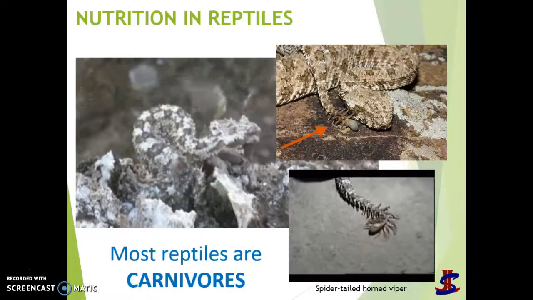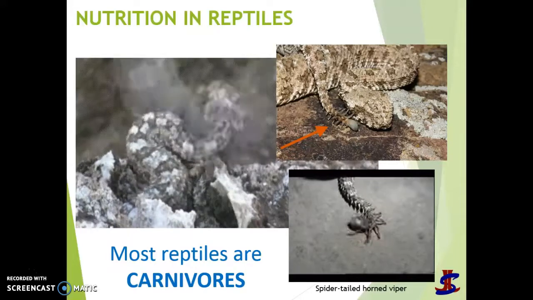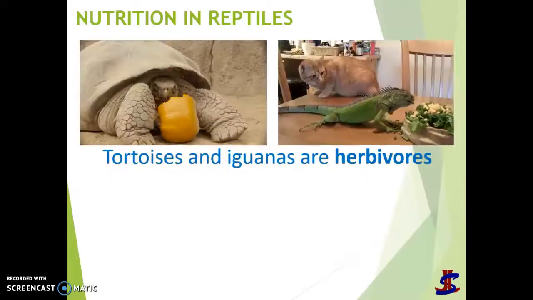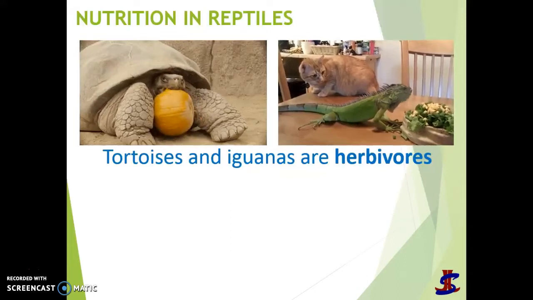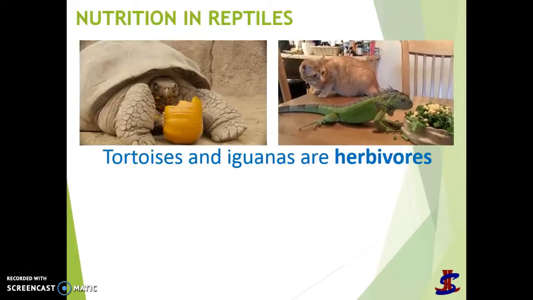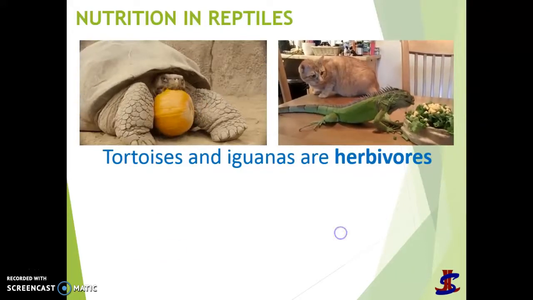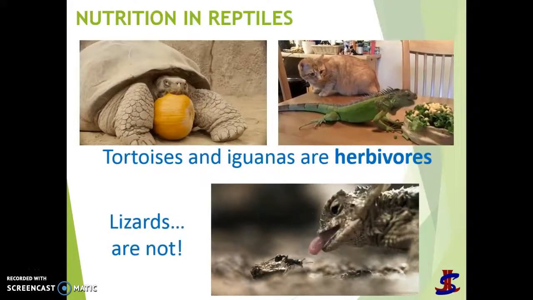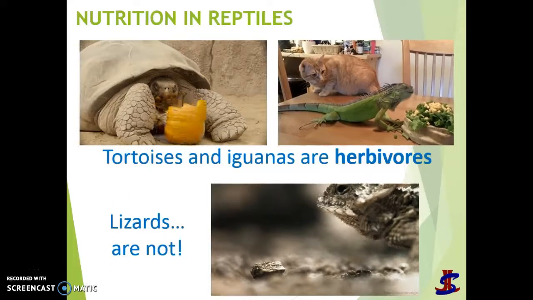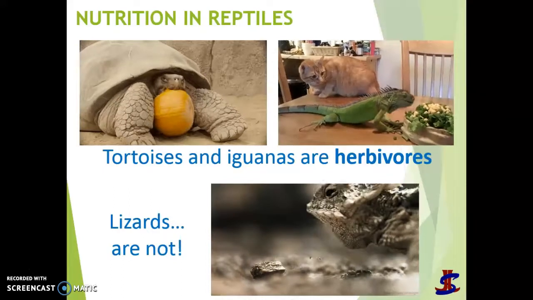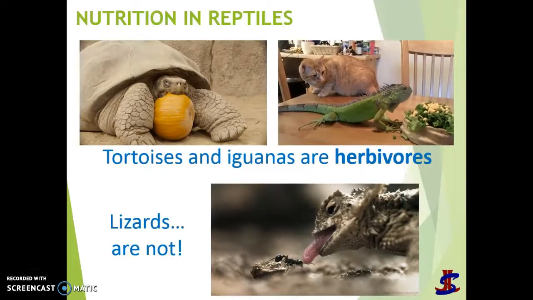So yes, as you have guessed, most reptiles are carnivores, okay? But we have some other reptiles that are herbivores, such as tortoises and iguanas. They are herbivores, you see it here. And in your book it says that lizards are also herbivores, but most of them are not. They eat insects, so we can consider them as carnivores. Okay?